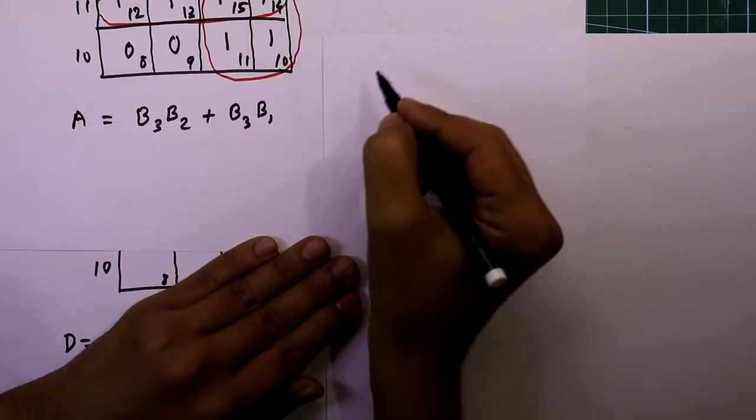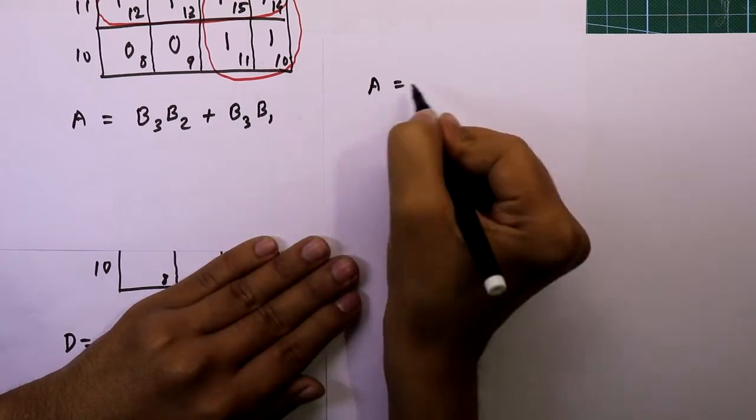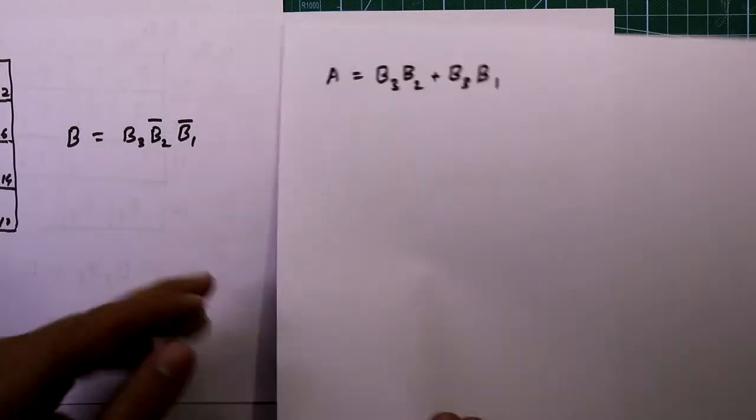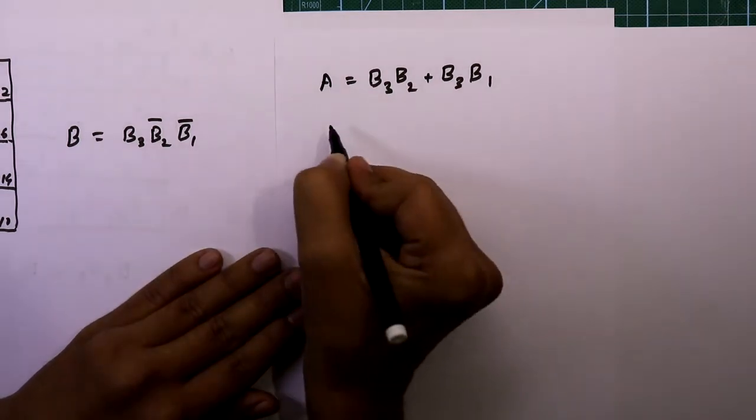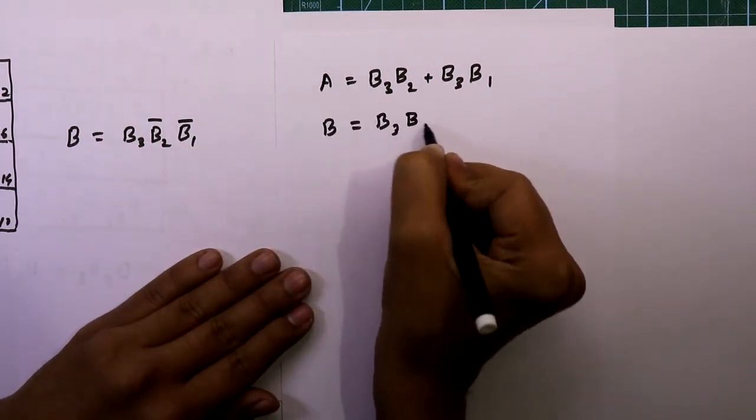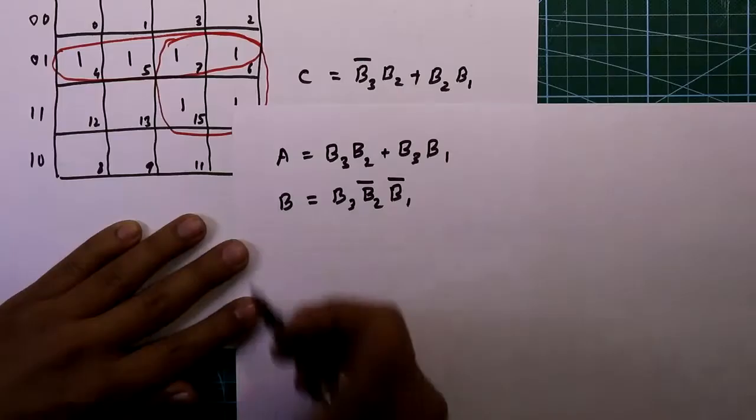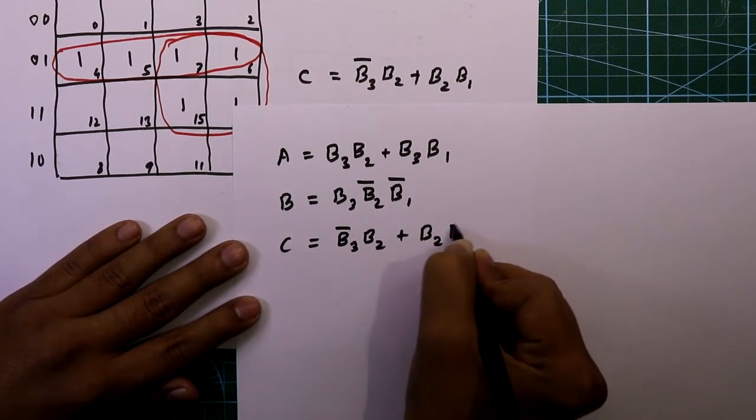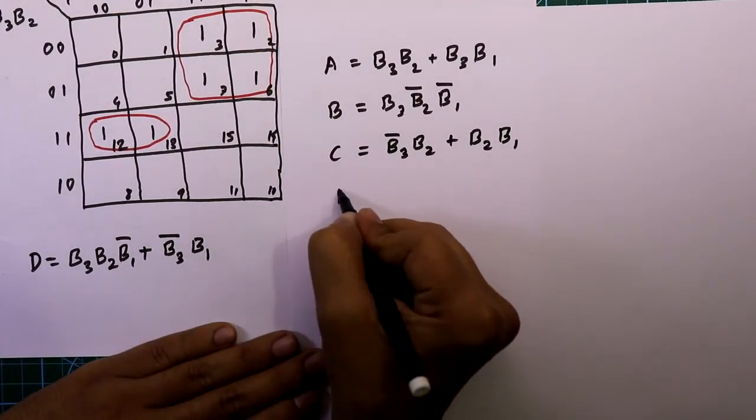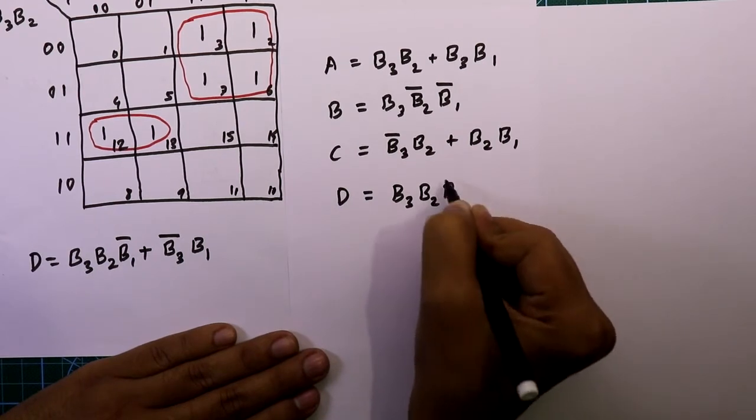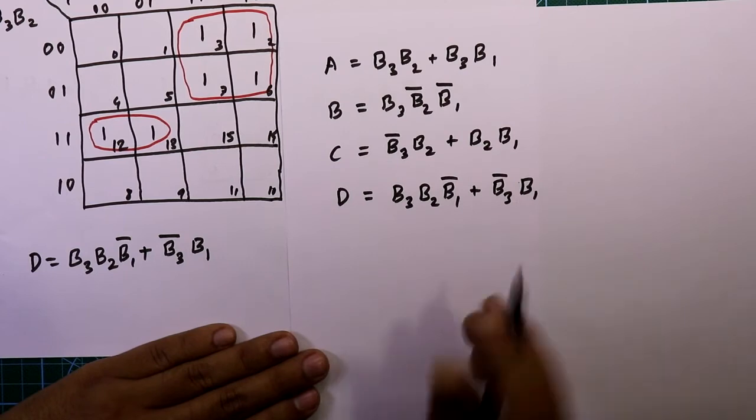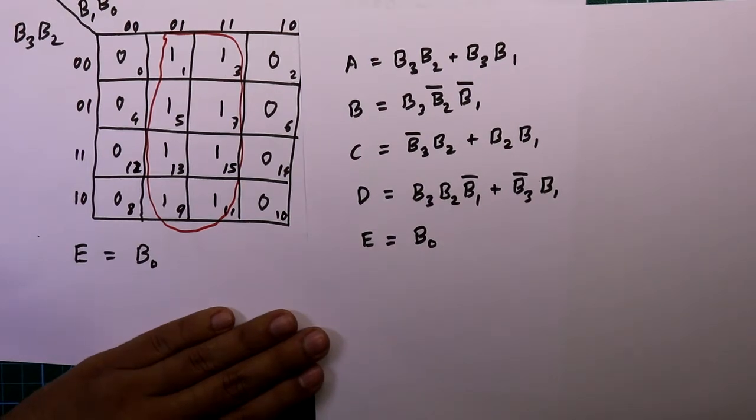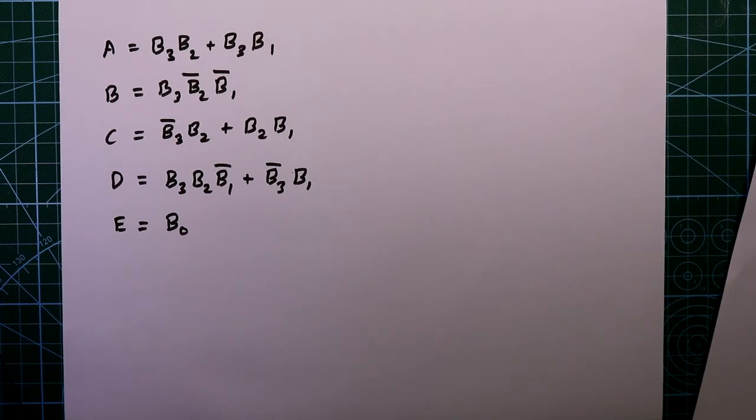Okay. Now write down all the functions. Here A equal to B3, B2 plus B3, B1. B equal to B3, B2 bar, B1 bar. C equal to B3 bar, B2 plus B2, B1. D equal to B3, B2, B1 bar plus B3 bar, B1. E equal to B0. Okay. Now from this Boolean expression, we can get our logic gate circuit.